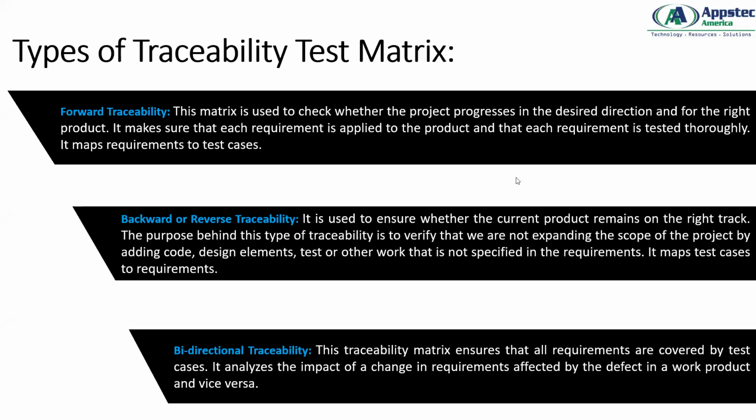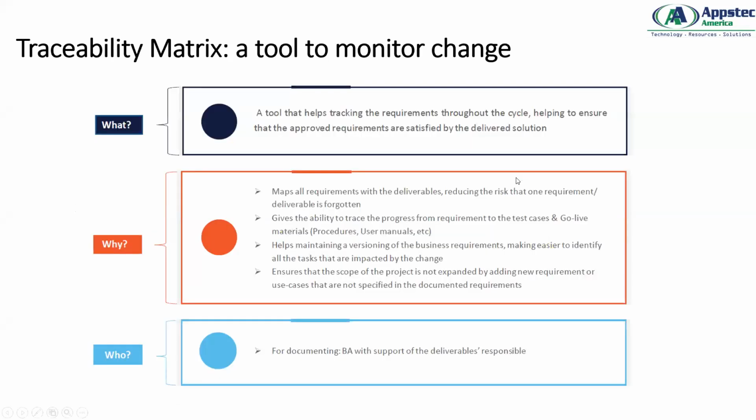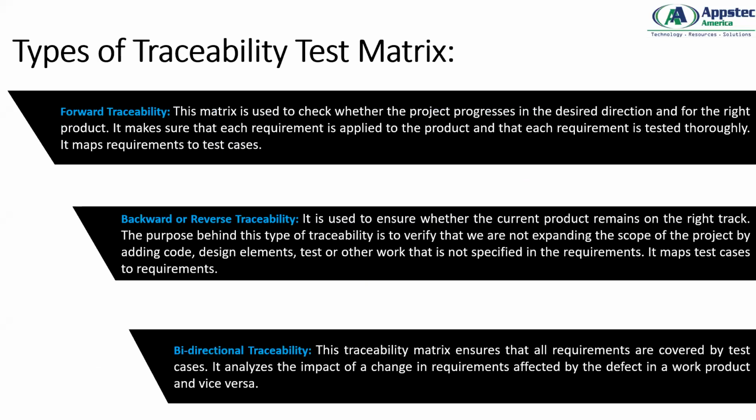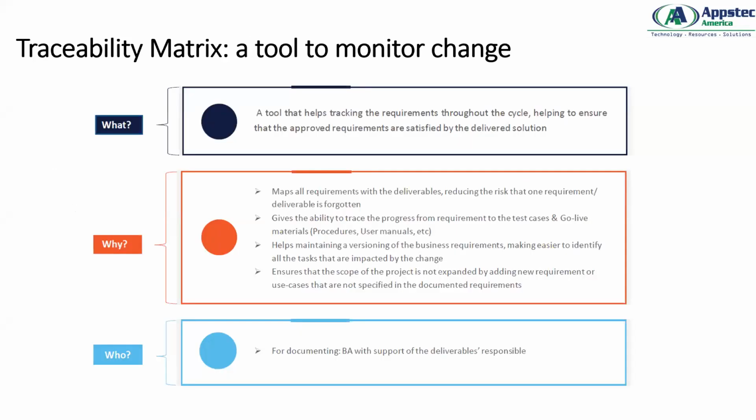Right, so moving on from here: traceability matrix on an RPA platform. Whatever we have learned till now is the generic traceability matrix concept, which is applied not only in RPA but even in the software development lifecycle. But what does it take to have a traceability matrix within RPA? We're going to see a repetition of the definition, but in alignment with RPA. A traceability matrix is nothing but a tool to monitor change in our requirements.